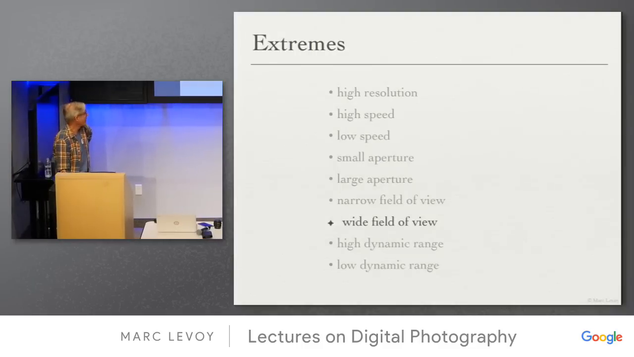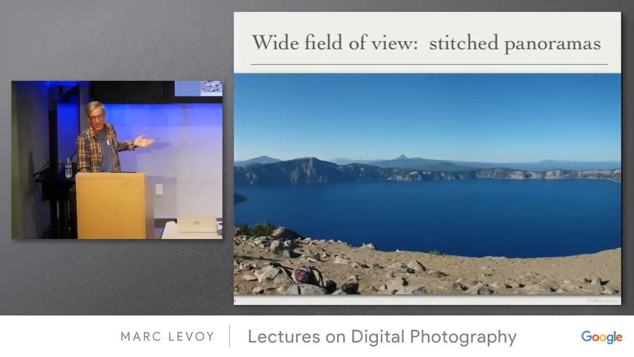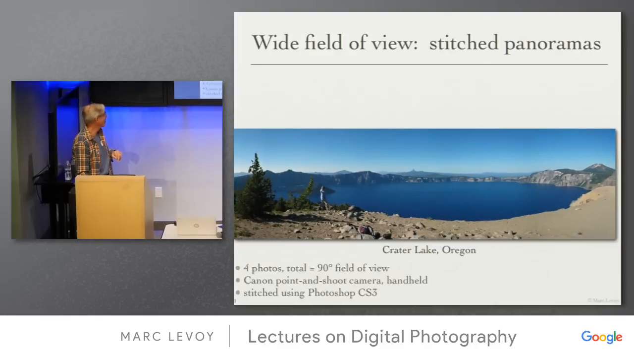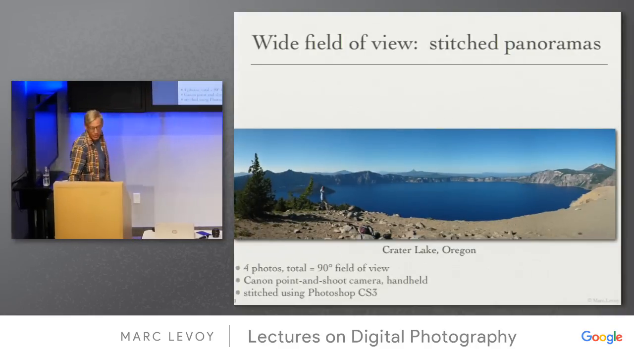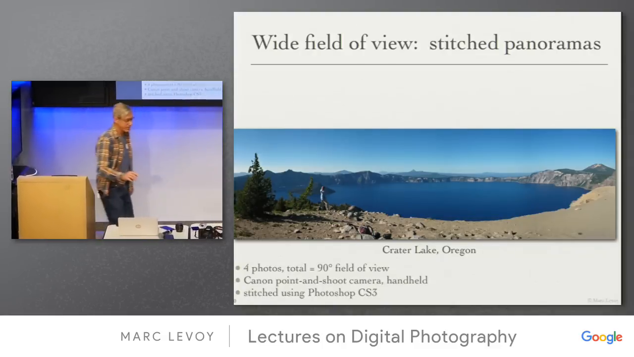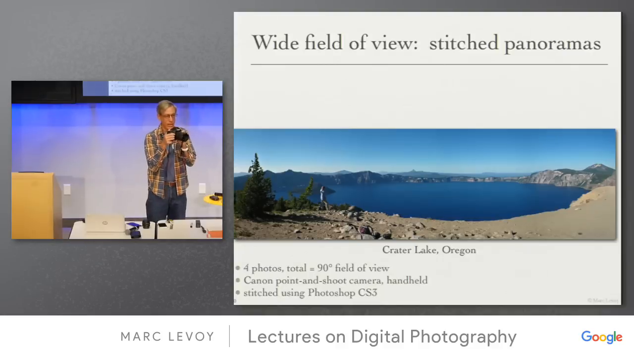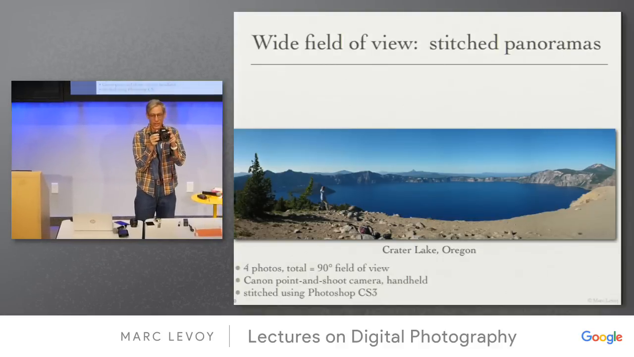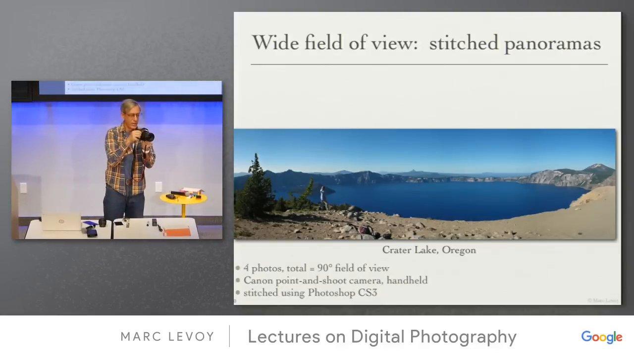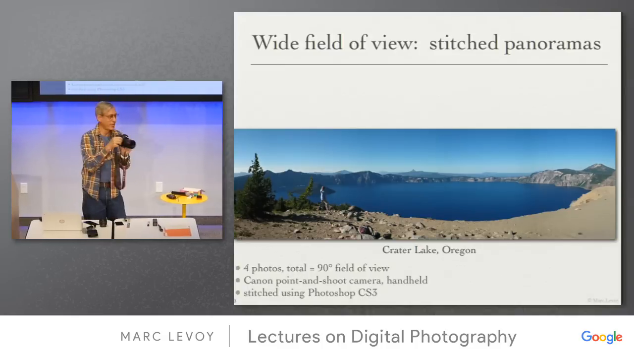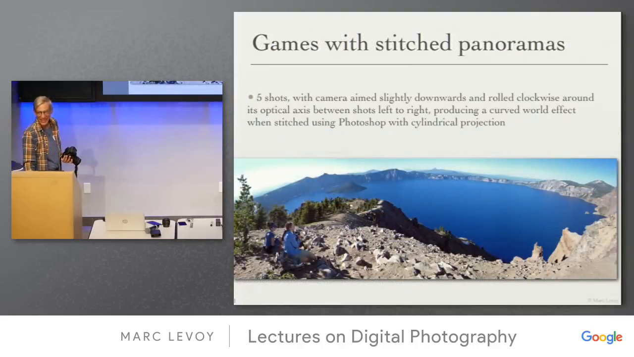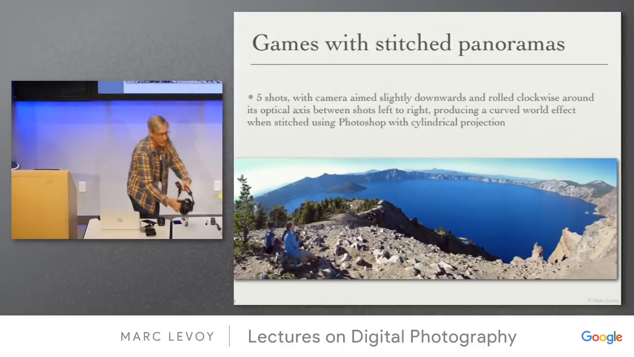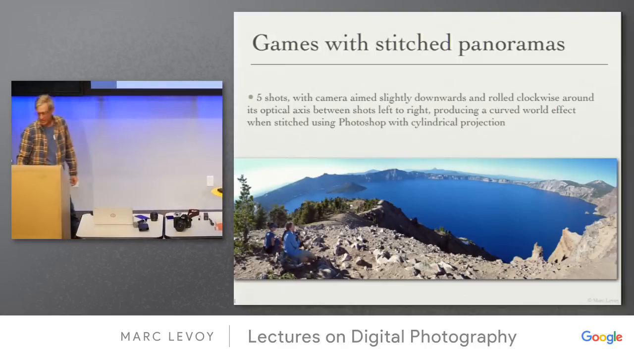Wide field of view. Okay, so wide field of view, obviously stitched panoramas make wide fields of view. Crater Lake in Oregon. So this is 4 photos. By the way, you can do some interesting tricks with an ordinary camera. If you, instead of taking a picture like this, being careful to rotate around here, do something like this, and then put them into Photoshop and stitch them together, you get that kind of curved world effect. There are all kinds of interesting games you can play with stitched panoramas.